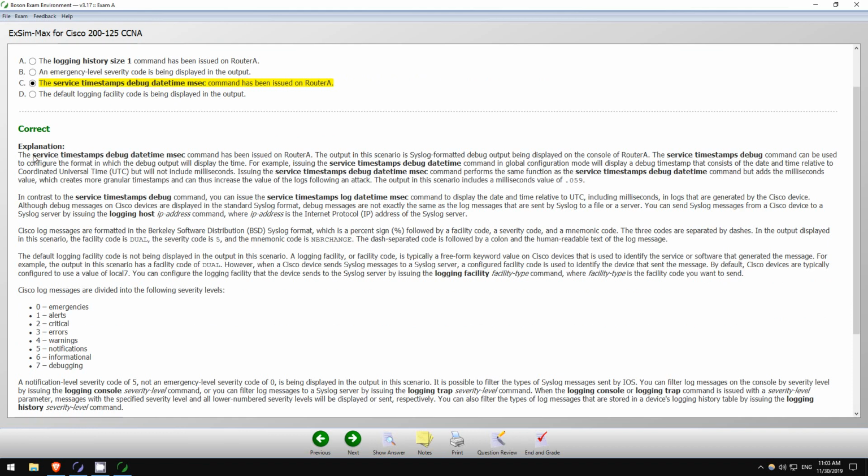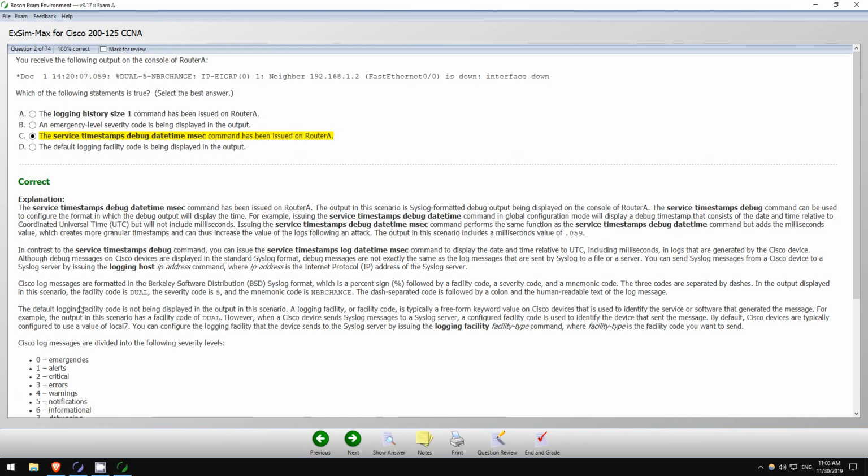Okay, so service timestamps debug datetime msec command has been issued on router A. Again, explanation of why this is correct and why the others are incorrect. And I was correct. 5 is notifications, or notice, as I said. Emergency is 0, so that's the most severe level. Okay, let's do one more question. This will be the last one.